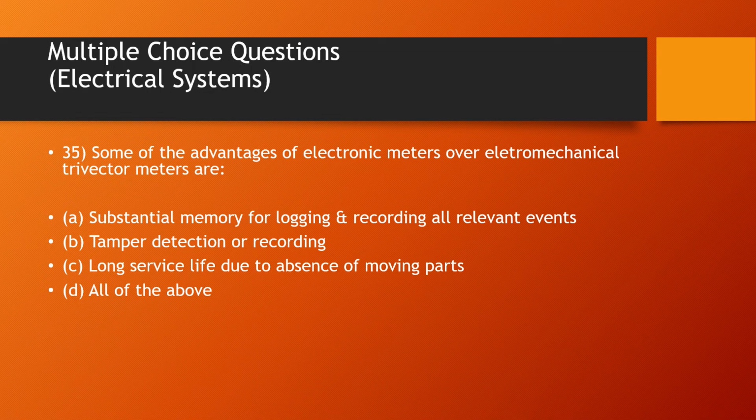Now coming to the next question, some of the advantages of electronic meters over electromechanical trivector meters are: option A is substantial memory for logging and recording all relevant events. Option B is tamper detection or recording. Option C is long service life due to absence of moving parts. Option D is all of the above. And the answer to this question is option D, that is all of the above.